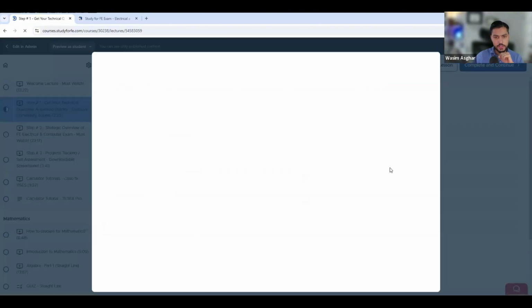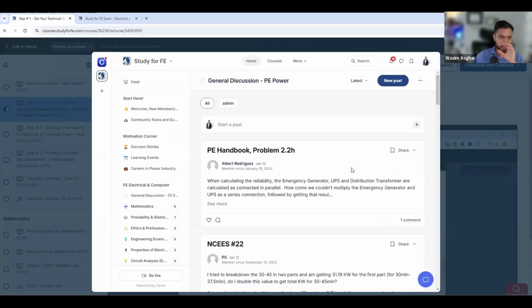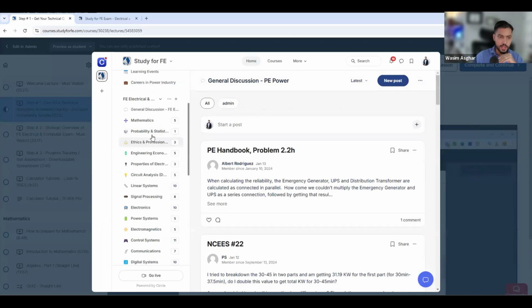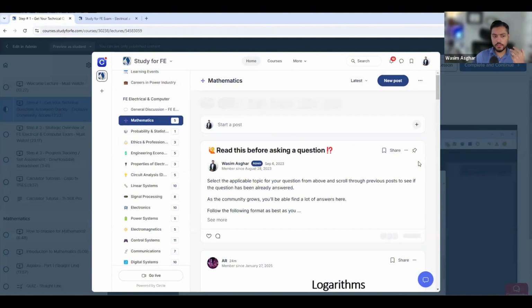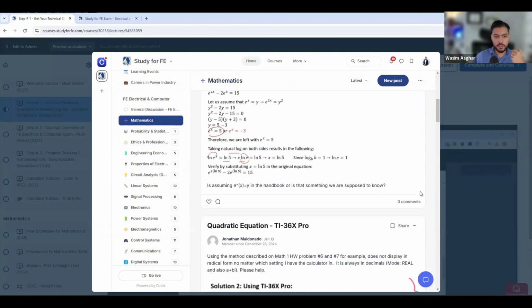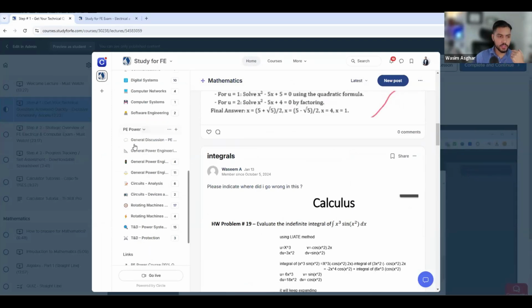So let me show you this. Whenever you're working through the course content, this small icon is appearing over there. And you can see this is the FE Electrical and Computer Exam Preparation Community. Sections: Mathematics, Probability. If you have a question in math, for example, you can post it over here and expect a response within 6 to 12 hours by myself or my teaching assistant. And same approach for PE Power, as you can see over here.